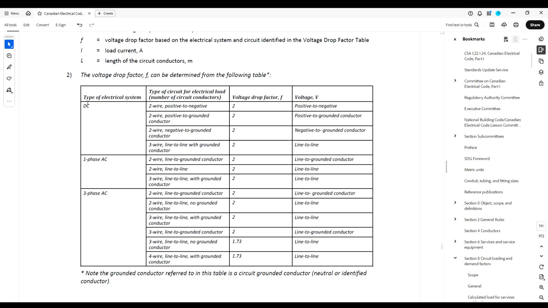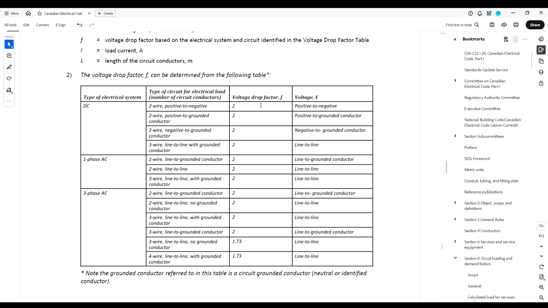The type of electrical system: is it a DC circuit? Is it single phase or three phase? Next column, the type of circuit for electrical load, the number of conductors. I don't really do a lot of DC, well, I shouldn't say that, because I do a lot of controls design, but I don't do anything that involves a lot of distance I'm worried about. All my designs are within the control panel itself. But if you were, do you have a 2-wire, which is positive to negative, positive to grounded conductor, and so on? Do you have a 3-wire line to line with grounded conductor?